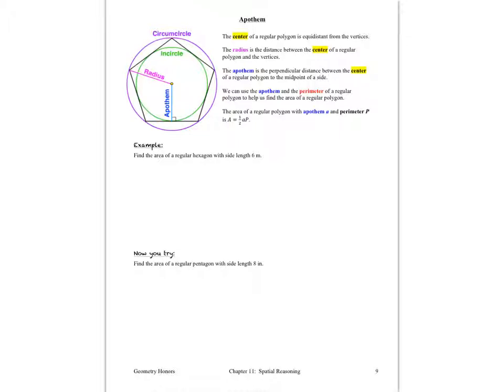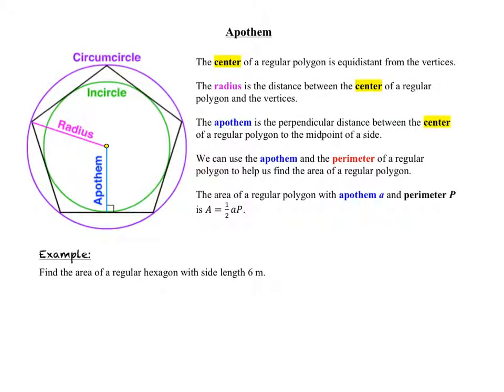Let's start by taking a look at the diagram. There's definitely a lot going on in this diagram, but let's start by seeing that we've got a pentagon. The polygon that we're going to be talking about in this case is a pentagon, but it could be any regular polygon. It just so happens that ours is a five-sided, five-angled pentagon.